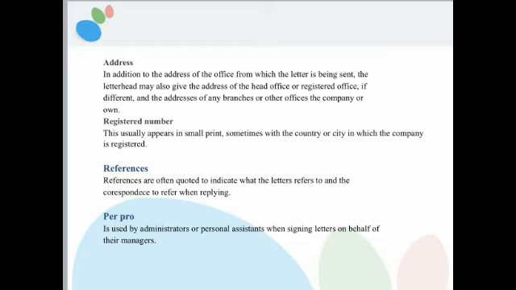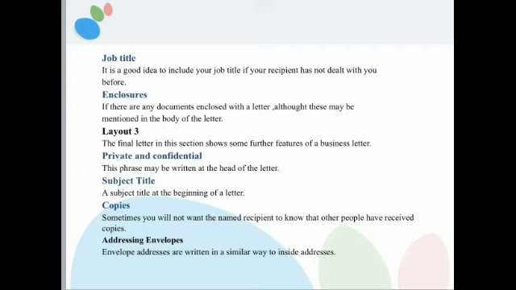Per pro is used by an administrator or personal assistant when signing letters on behalf of their managers. Job title. It is a good idea to include your job title if your recipient has not dealt with you before. Enclosures. If there are any documents enclosed with a letter, although this may be mentioned in the body of the letter. Layout 3. The final letter in this section shows some further features of a business letter.